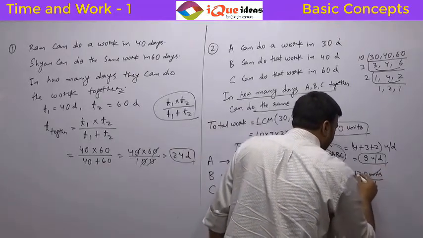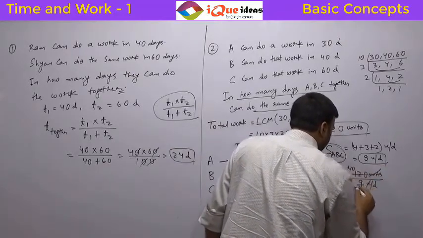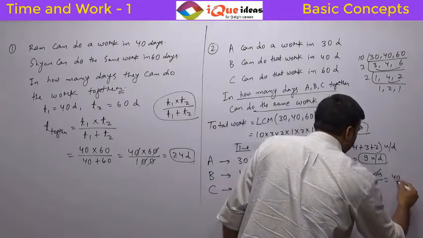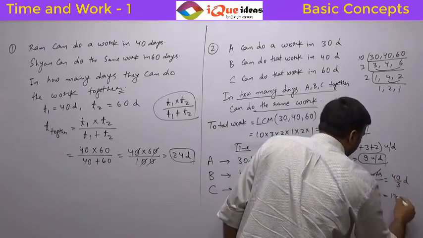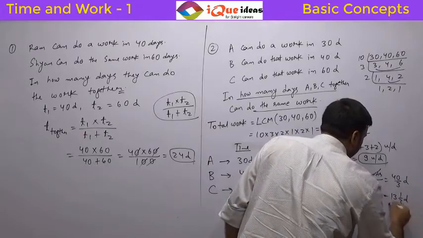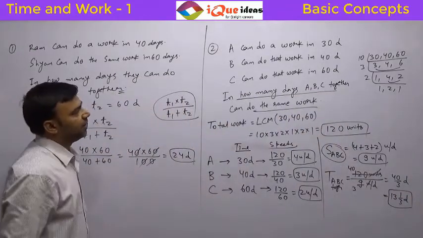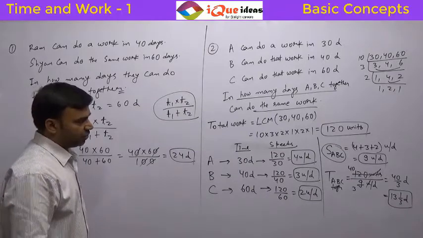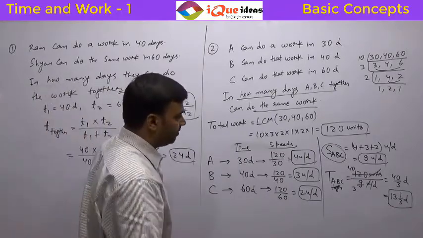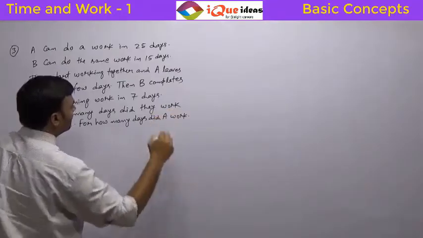So we have 3 cancels 120 40 times and 3 cancels 9 3 times. So it is 40 by 3 days. If you further simplify, 13 and 1 by 3 days. So this is the answer of the question. Don't worry about the fractions. It is just the value that is important. Alright. So this was a very good example of LCM. Let's take some more questions.